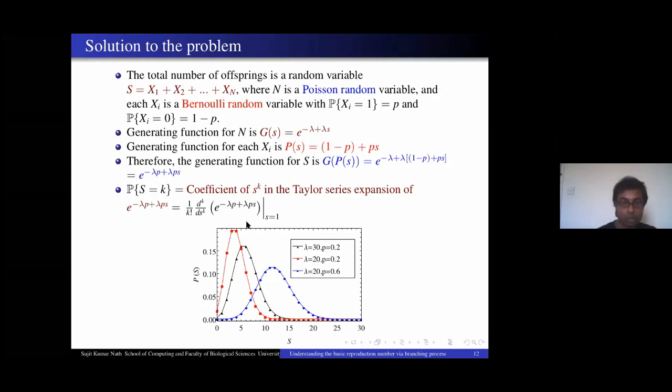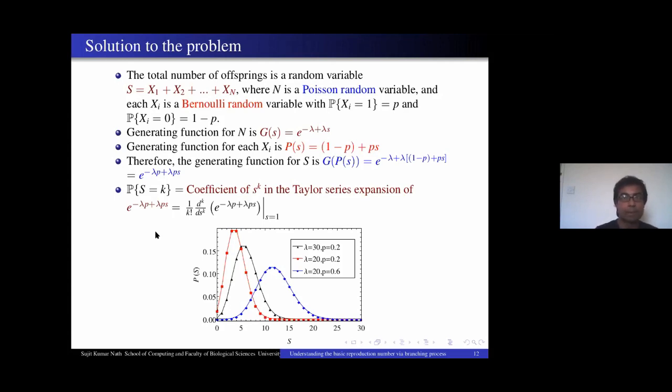And if I just plot that, this plot is basically for different parameters. When the average number of seeds is 30, and the probability of growing as a new plant is 20%, and so on. And for the blue curve, the average number of seeds produced is 20, and the probability of growing as a new plant is 60%. So you can see that as the probability of living grows, the probability of getting a higher number of plants increases, right?